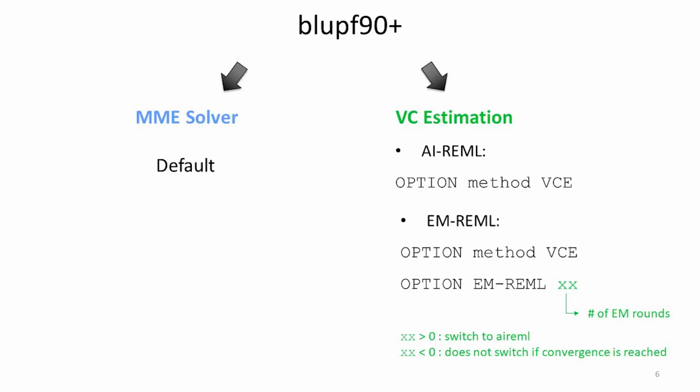So BLUPF90 Plus does two things. One is the mixed model equations. So you remember the equations that I showed you? You tell BLUPF90, okay, this is the model, this is my record file, and it will create the mixed model equations, it will solve the mixed model equations, and it will yield solutions. That's one of the things it does. The other one is variance component estimation, to estimate genetic variances and heritabilities and correlations.